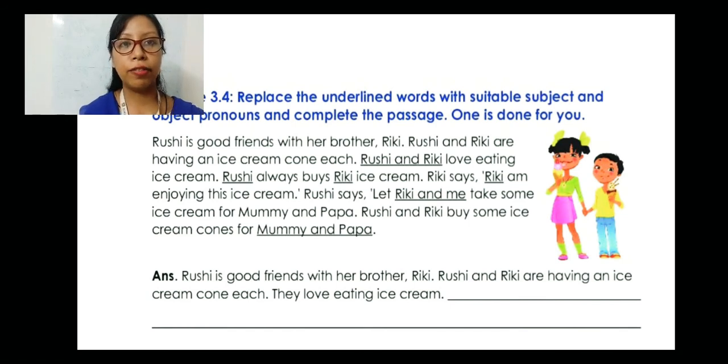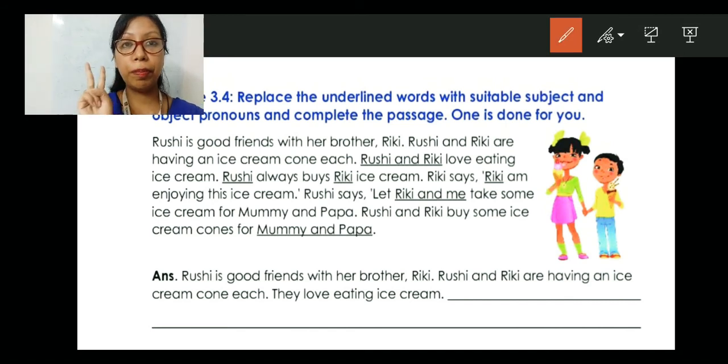Now let's start with the first one. Rushi is good friends with her brother Ricky. Rushi and Ricky are having an ice cream cone each. Now Rushi and Ricky love eating ice cream. So Rushi and Ricky, both two people are there, right? So that's why they have used they. They, we are pointing to them, right? So Rushi and Ricky, so they love eating ice cream.